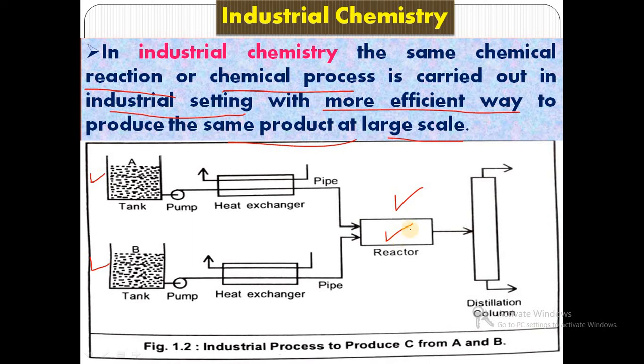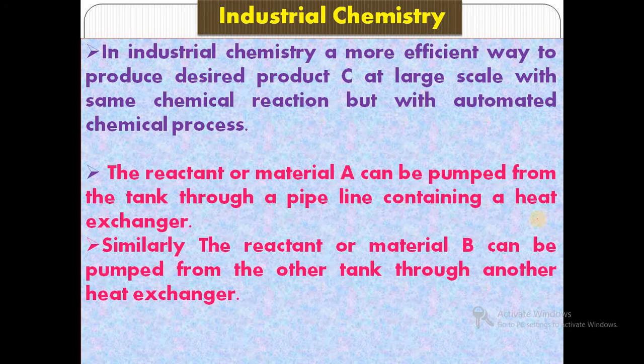Then in the reactor we get the product C, and then the product C is automatically isolated when it passes through the distillation column, and we get the pure C from components A and B. So industrial chemistry is a more efficient way to produce the desired product C at large scale with the same chemical reaction but with an automated chemical process. In this industrial chemistry, the automatic process is carried out by computer monitoring, and we get pure product C.